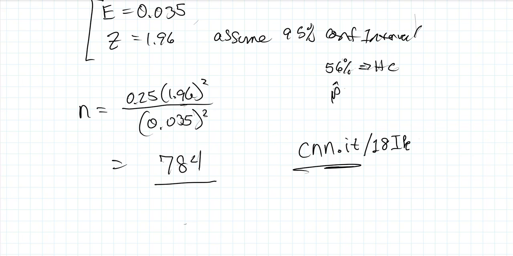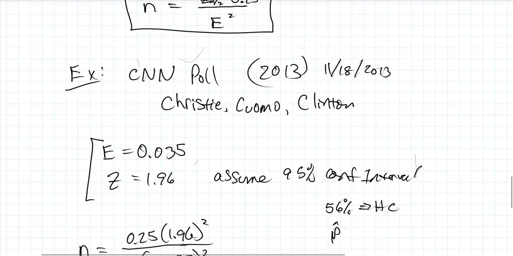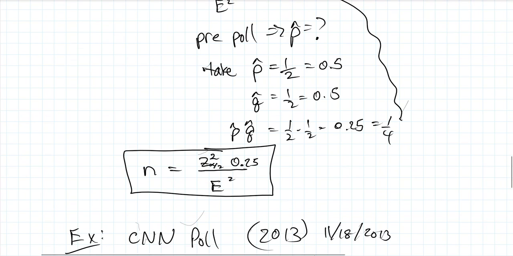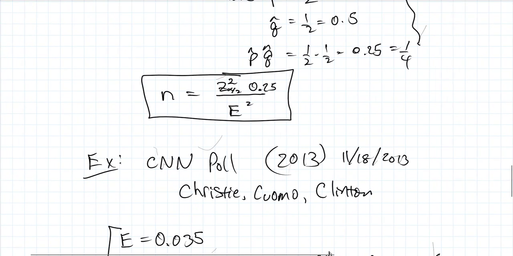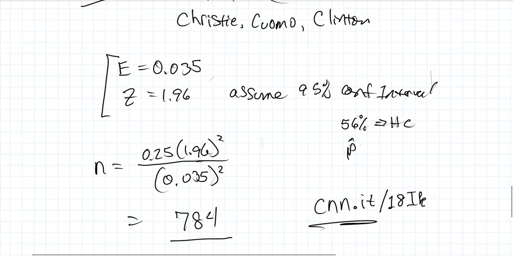It doesn't do you any good to report that 56% want to vote for a particular candidate and having a margin of error that's so wide that it just doesn't give you any useful information.